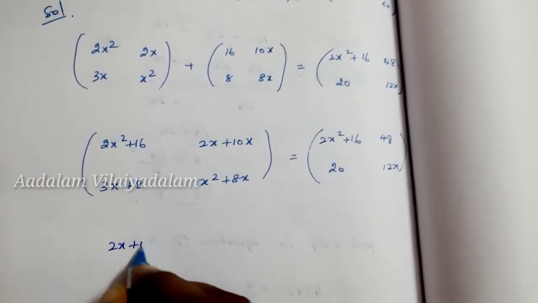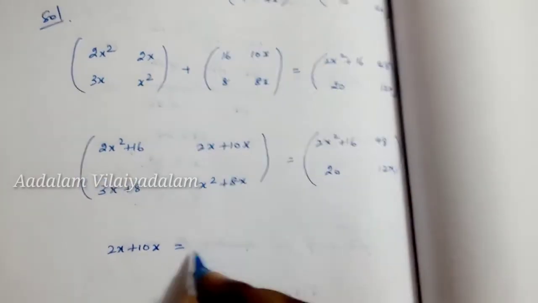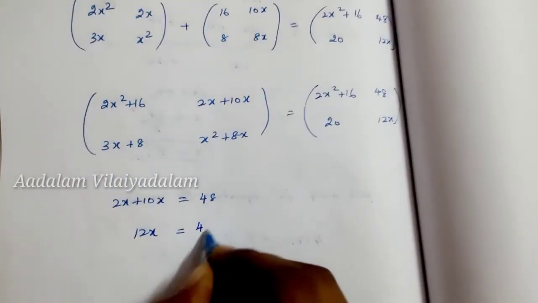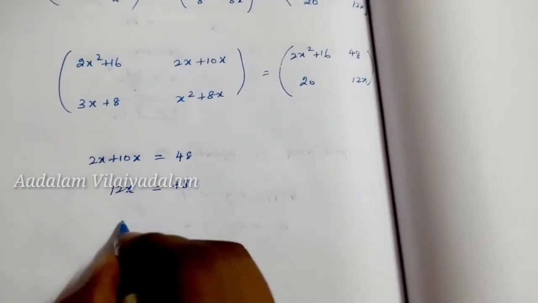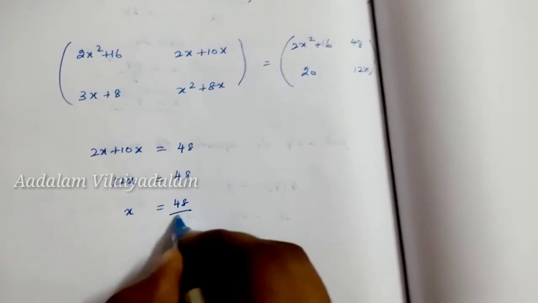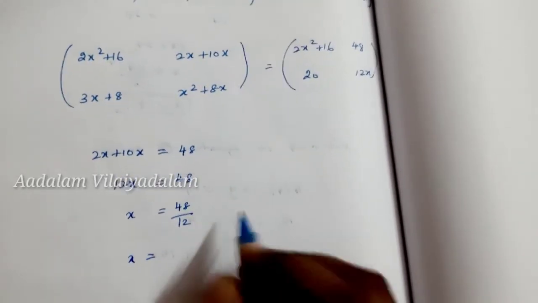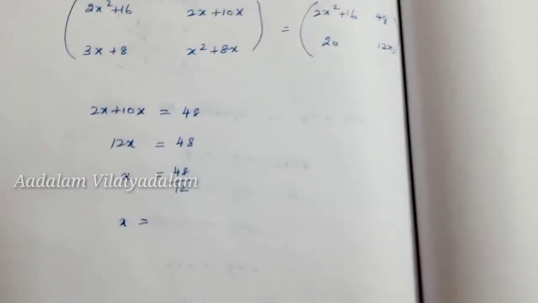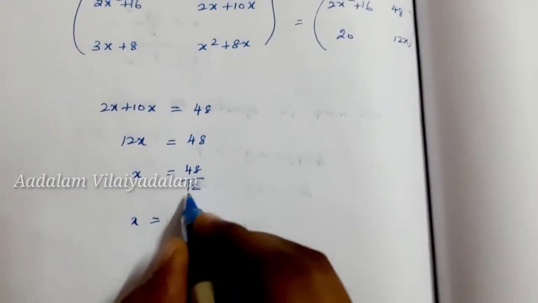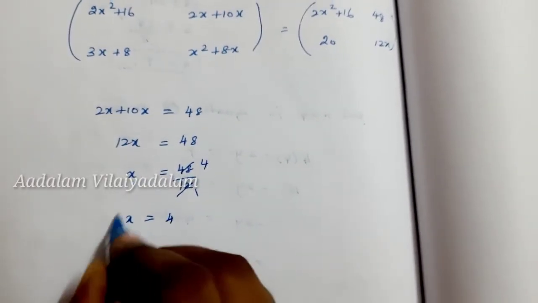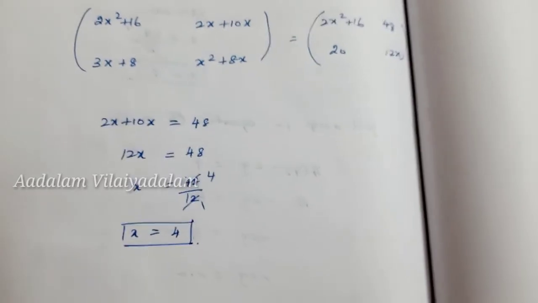2x plus 10x equal to 48. Then addition of these two, we get 12x. Then we get 48. Then when we divide this value, we get 48 divided by 12, which is 12 4s are 48. Okay, therefore 12 ones are 12, 12 4s are 48. Therefore the value of x is 4.